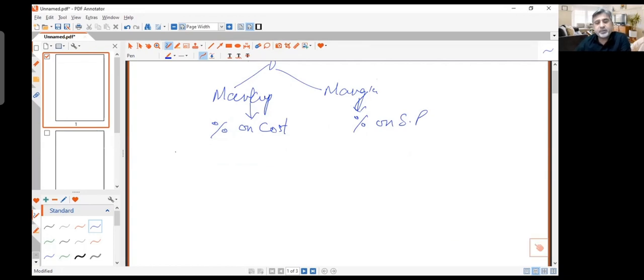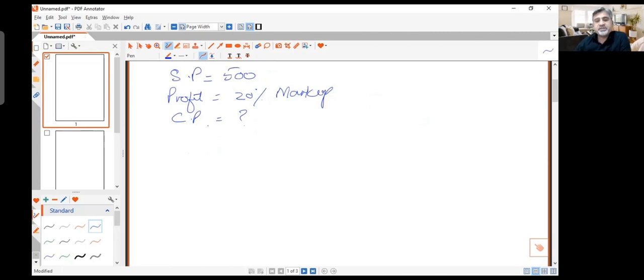Let's suppose I tell you that there is a product which has a sales price of 500. And I say that the profit inside is 20% margin, or let's call it 20% markup. So what was the cost price? This is the question. How do we calculate the cost in this situation? When I say that selling price is 500, profit is 20% markup, what is the cost price?